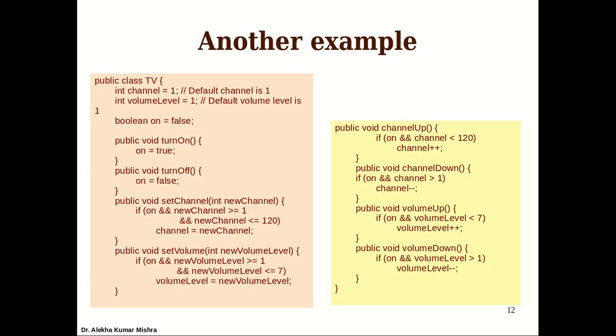Another example. You can see that there are three data members: the channel, the volume level, and on, the state of the TV. So the TV has properties: what is the current channel, what is the volume level, and whether it is on or off. I have considered only these three properties.